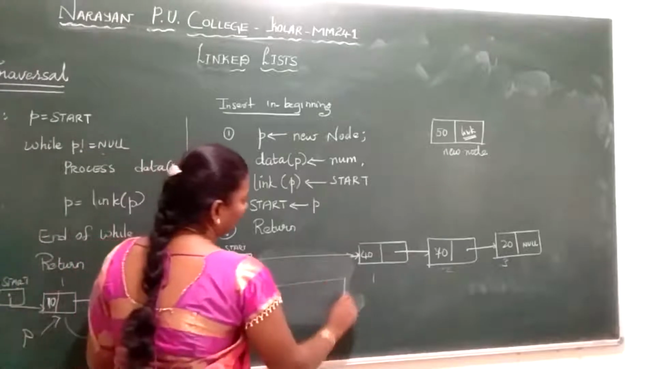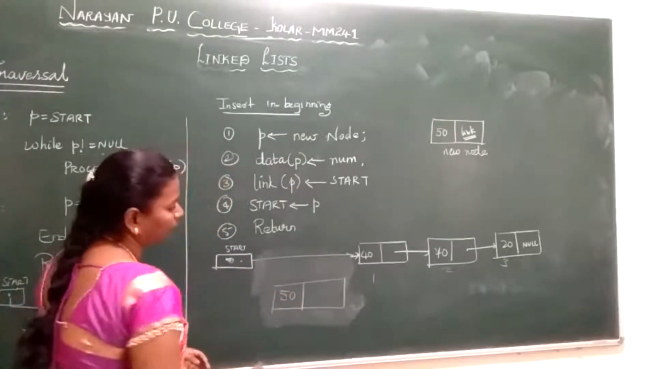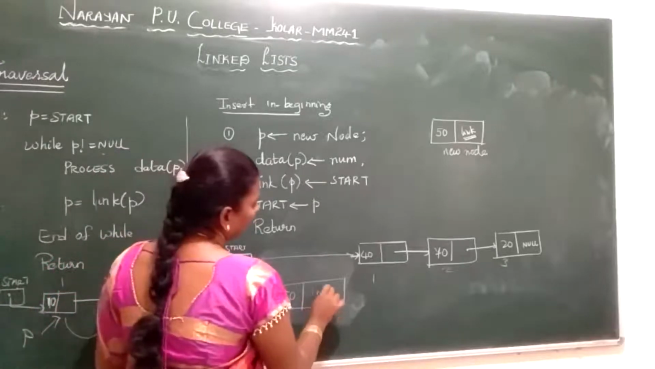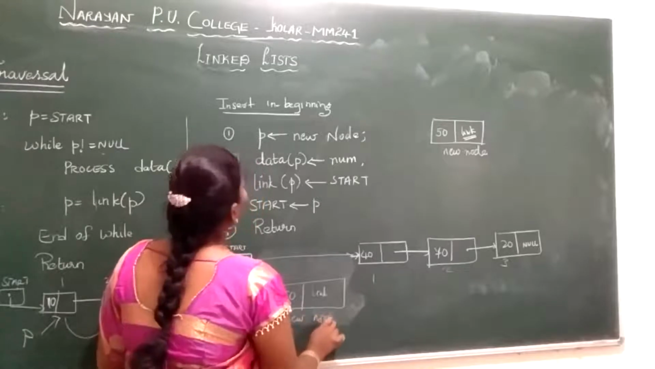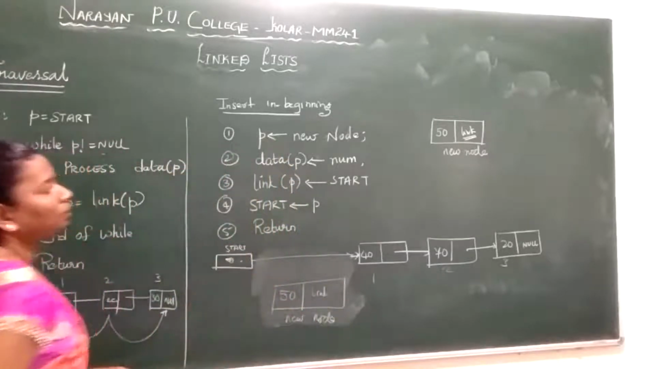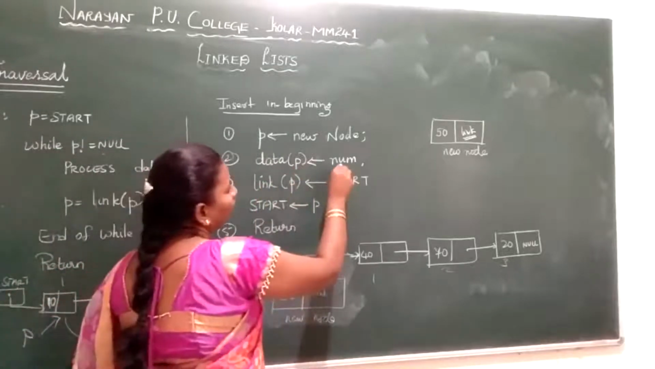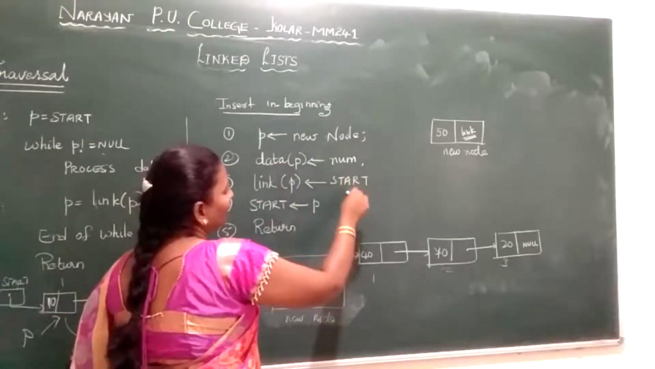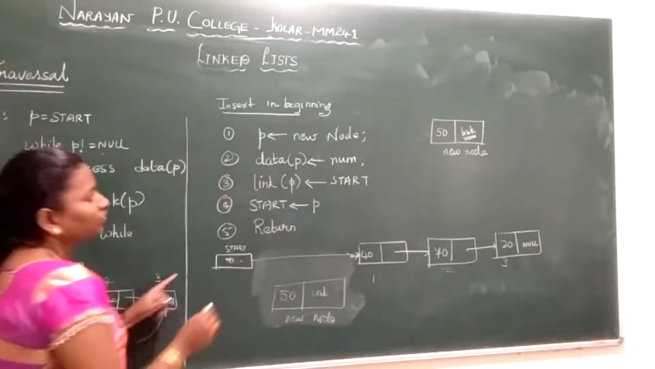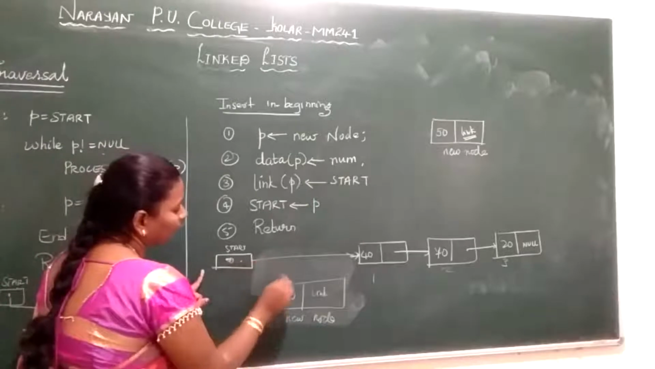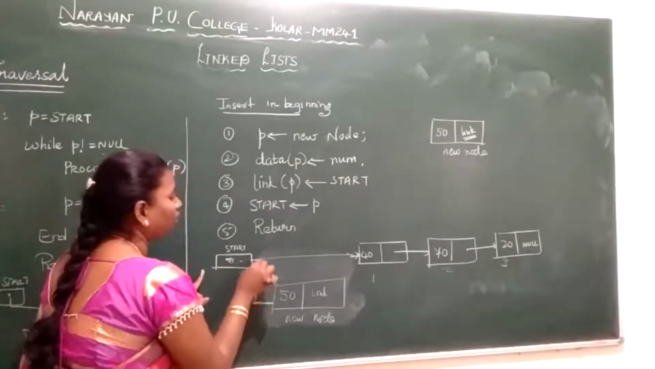Now I am going to create a new node. I am inserting the info field 50, and here I have the link field. This is my new node, which is why they are creating P, that is the new node. So num is stored in data of P, and start will be given to link of P. What they are telling is that start is pointing to link of P. Your start is pointing to your first node.